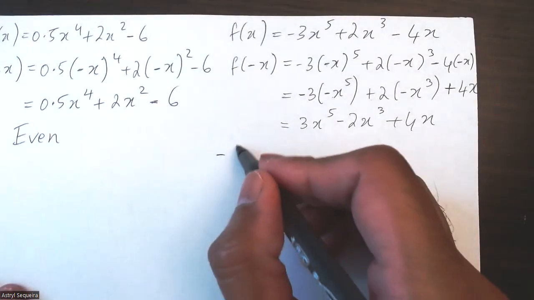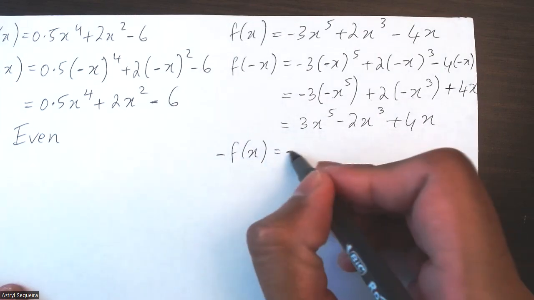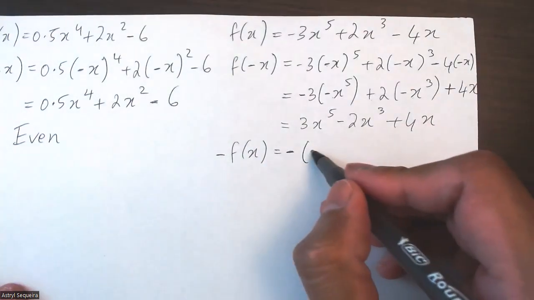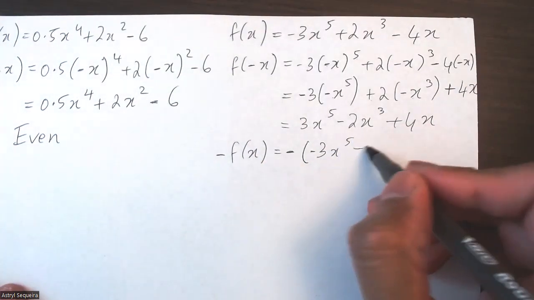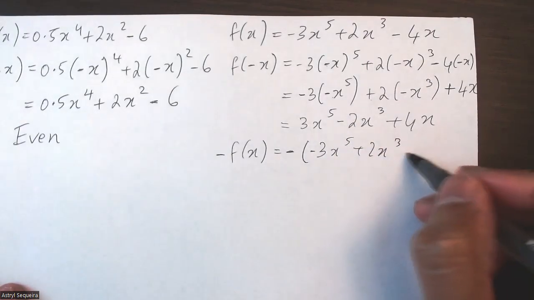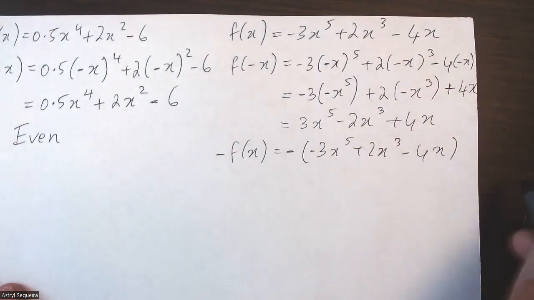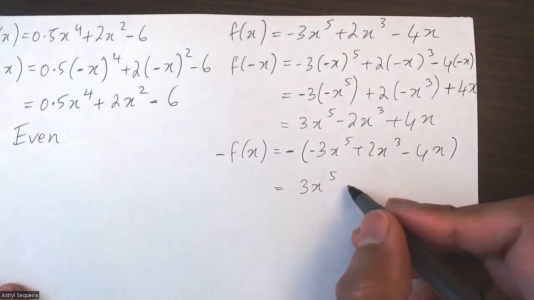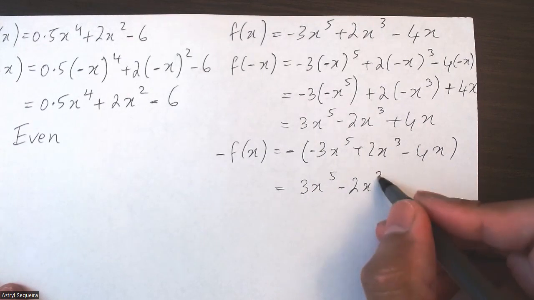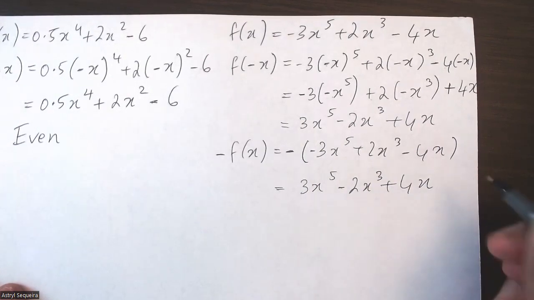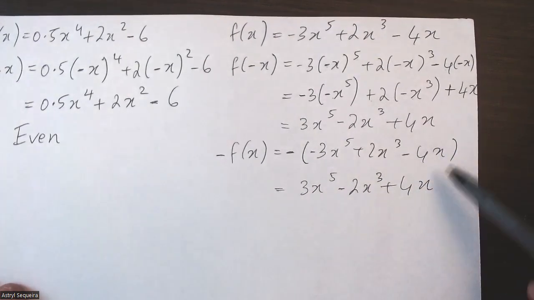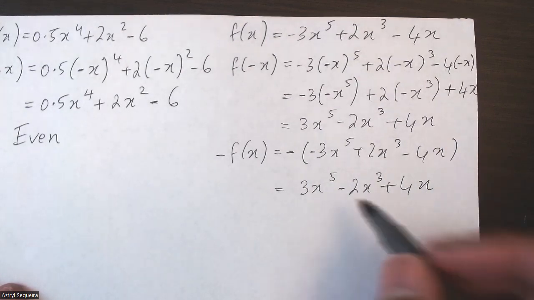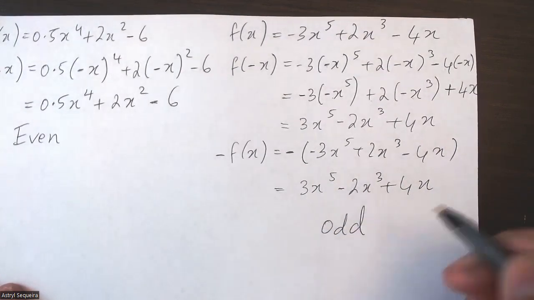So negative f of x is just negative, and then I'm going to write the original function inside the bracket. Now I'll distribute this negative into the bracket. So I have 3x to the 5 minus 2x cubed plus 4x. I compare these two, they are identical, which means that this function is odd.